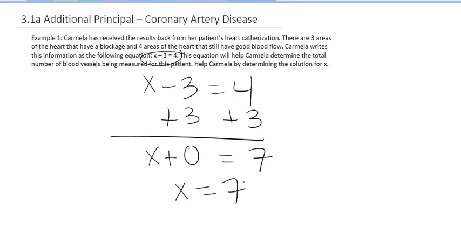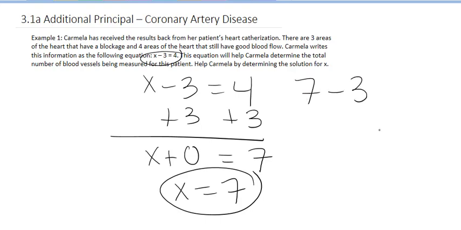So let's double check our work. If we put in 7 for x, we would have 7 minus 3, which is equal to 4. So 4 is equal to 4. So this checks out. So we would say Carmilla's patient has 7 blood vessels in her heart that are being evaluated for her heart catheterization. So now let's look at an example.